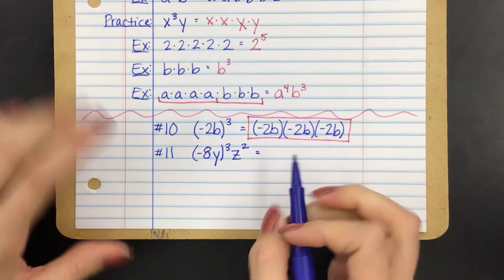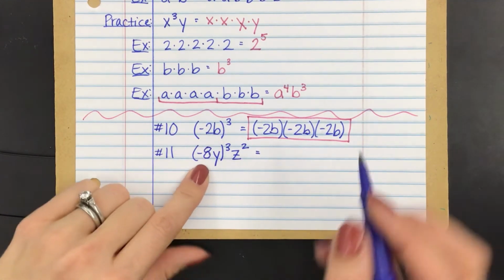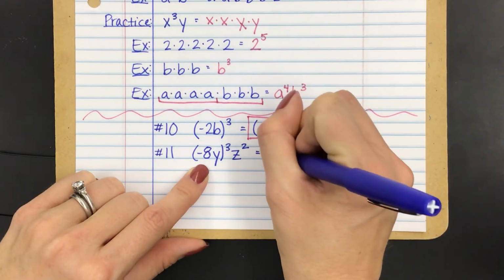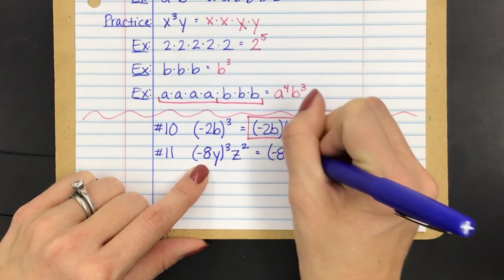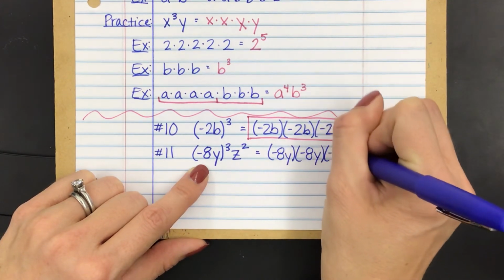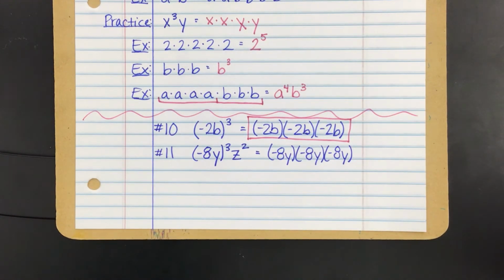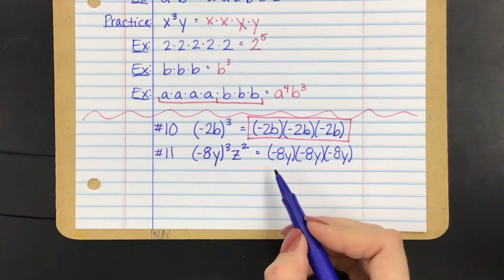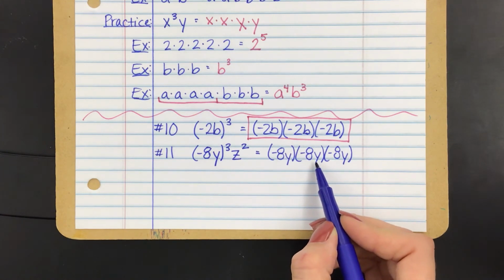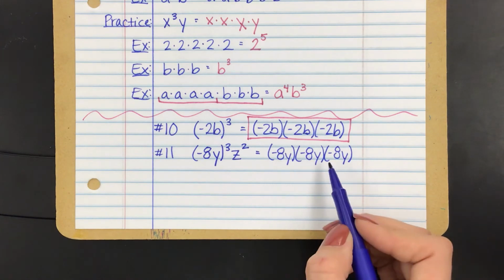Now, the first part of this is very similar to number 10 here. So we're going to write that out using parentheses. So negative 8y times negative 8y times negative 8y. It is important to use parentheses when you're dealing with negatives, because if the parentheses aren't there, it looks like subtraction. Without parentheses, this would look like negative 8y minus 8y minus 8y. So the parentheses are really important when you have a negative.